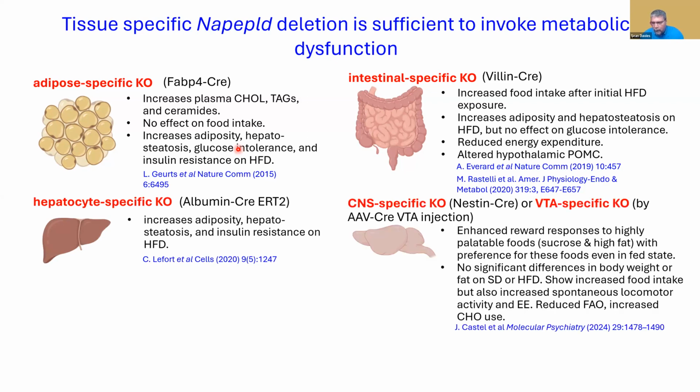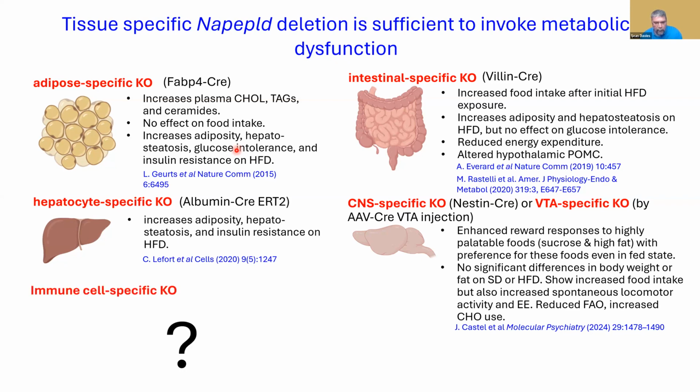In the brain, you have interesting responses. To summarize what you see there, there is an enhanced reward response to highly palatable foods. So there's a strong preference there, but there's no significant difference in body weight or body fat. And this seems to be because even though there's an increase in food intake, there's actually an increase in spontaneous activity that sort of counterbalances this.